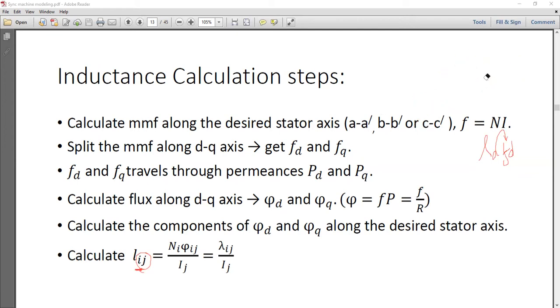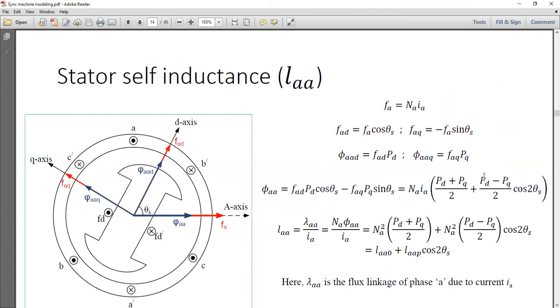So let's start. Probably you will need a little bit of trigonometry. You need to recall a little bit of trigonometry to go through this set of calculations. So let's start. What was the first step? The first step was to calculate the MMF along any stator axis.